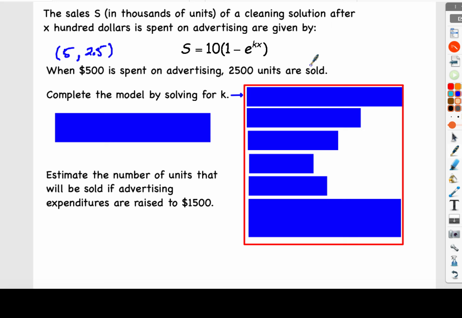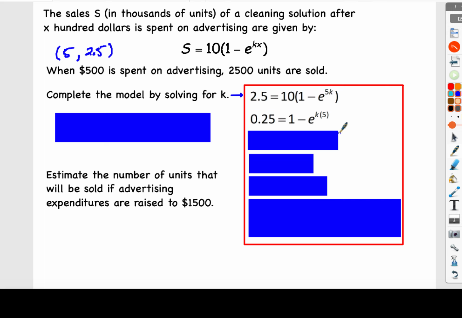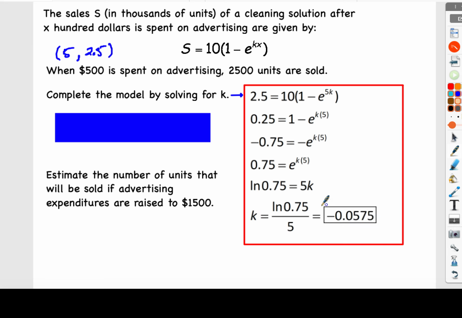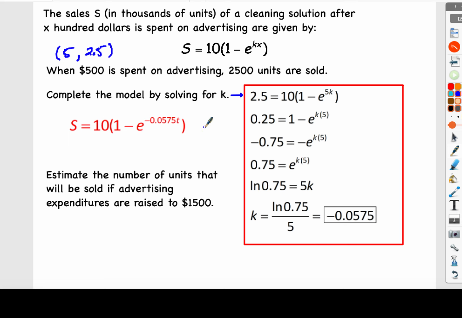So now let's go find K, and I've got it worked out here at the right. So we're going to put in 2.5, we're going to put in 5. We're going to do a little solving, so again, divide by 10, subtract your 1, divide away that negative, divide by -1 on both sides. Take the natural log, and again, divide by 5, just like we did last time. So natural log of 0.75 divided by 5, we get our nice K value. So our growth rate, or right now decay rate, again, -1. So we're going to have that as our model then. So now estimate the number of units that would be sold.